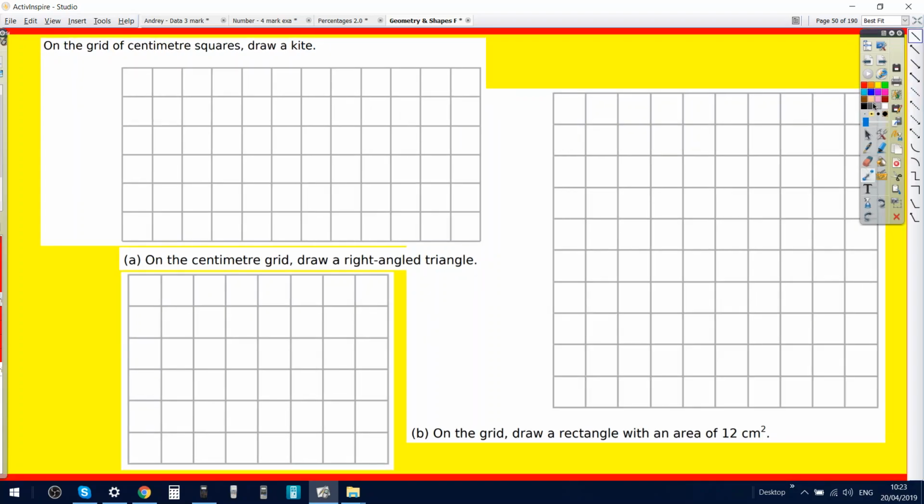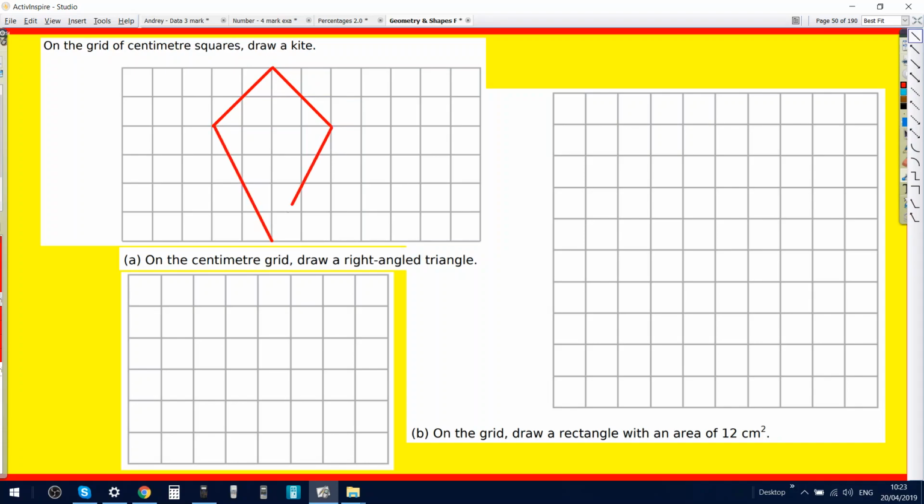Okay, how do we draw a kite? So with a kite, the two top lines are shorter than the bottom lines, but they all connect in like a diamond shape. Let's say I'll do this one. 2 diagonals at the top, and then just go straight down the middle like that.